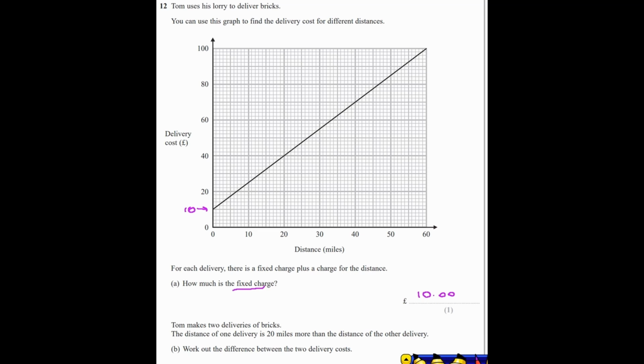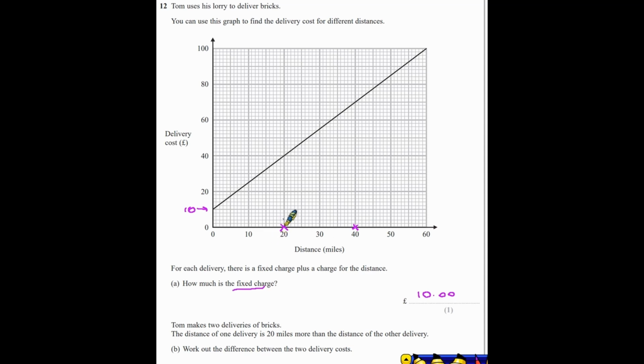Now the second part of the question says that Tom makes 2 deliveries of bricks. The distance of one delivery is 20 miles more than the distance of the other, and we work out the difference between the costs. Okay, we don't know the distance of the 2 deliveries, but we do know they are 20 miles apart. So the simplest way is to pick 2 nice easy distances on the map. So let's say that delivery 1 was 20 miles away. That means delivery 2, 20 miles further, is 40 miles away.